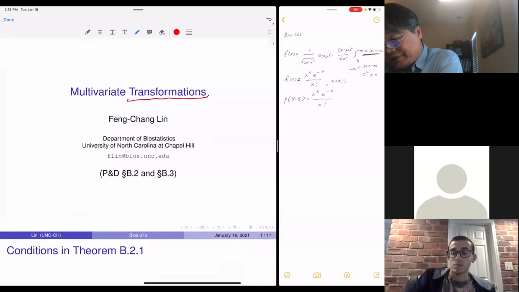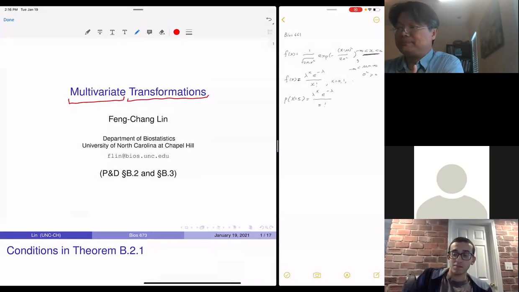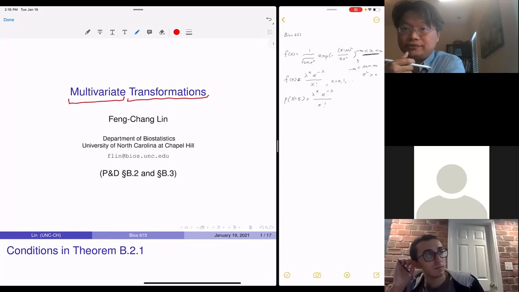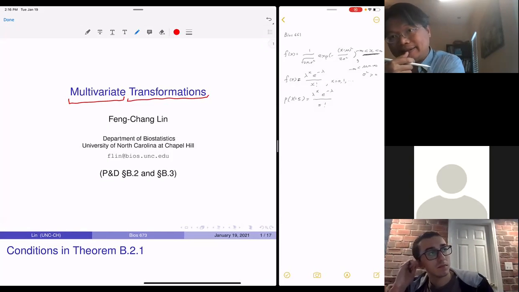In this 673, you are going to deal with multivariates a lot of times. But don't be afraid. By principle, they are the same, just taking more time to derive the answers for sure. But just be patient.